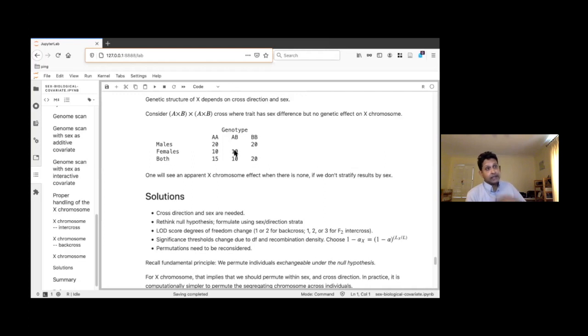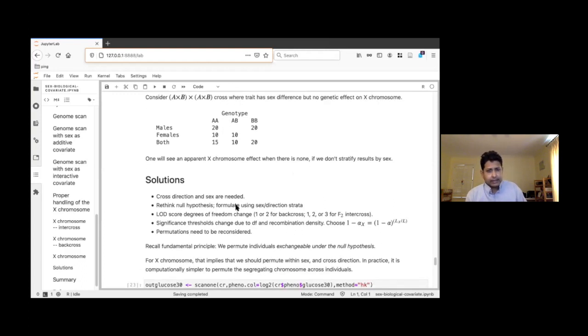Because of that, you will have different degrees of freedom, which can be 1, 2, or even 3 for an F2 intercross if all sexes and directions are available.